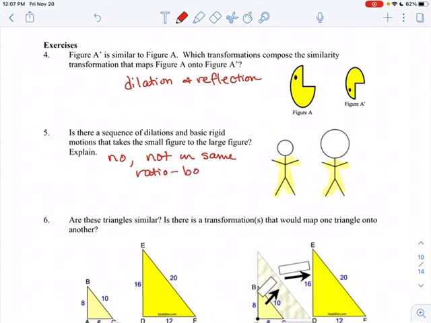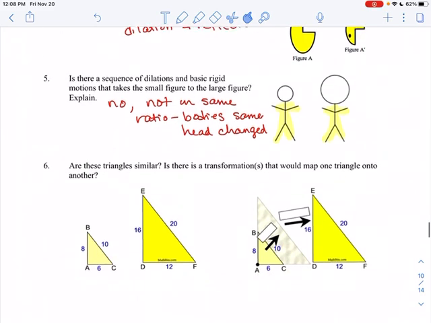The bodies are the same. The heads changed. But to be similar, everything has to be in the same proportion. And that is not true for my stick figures here.